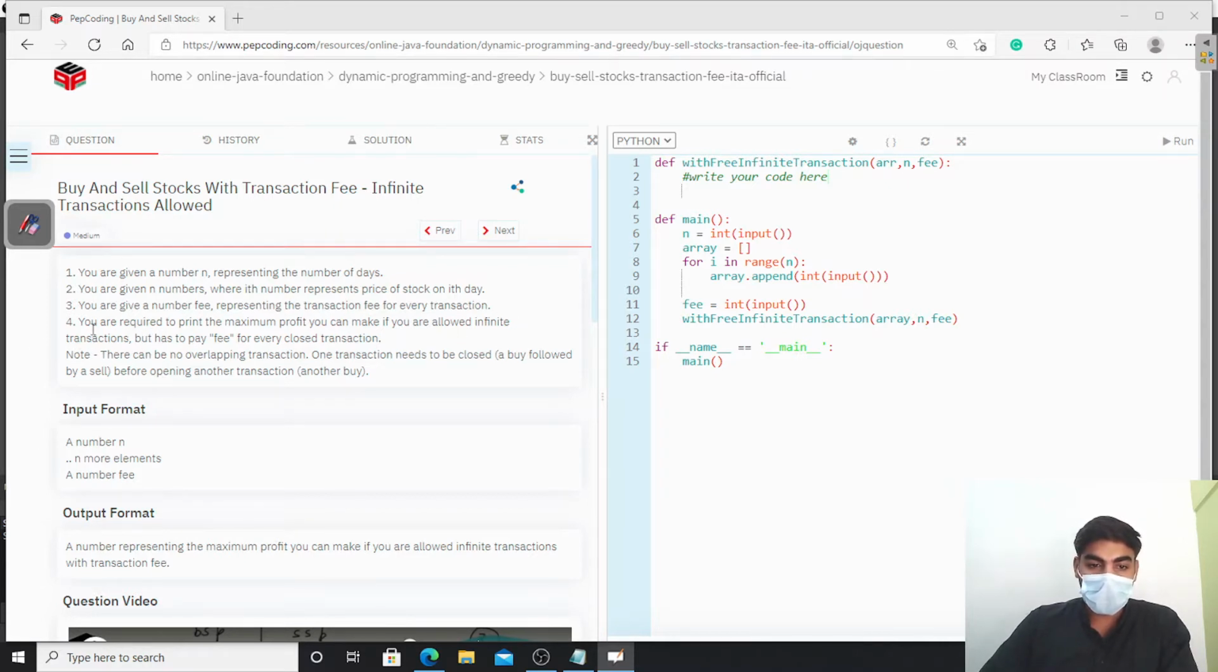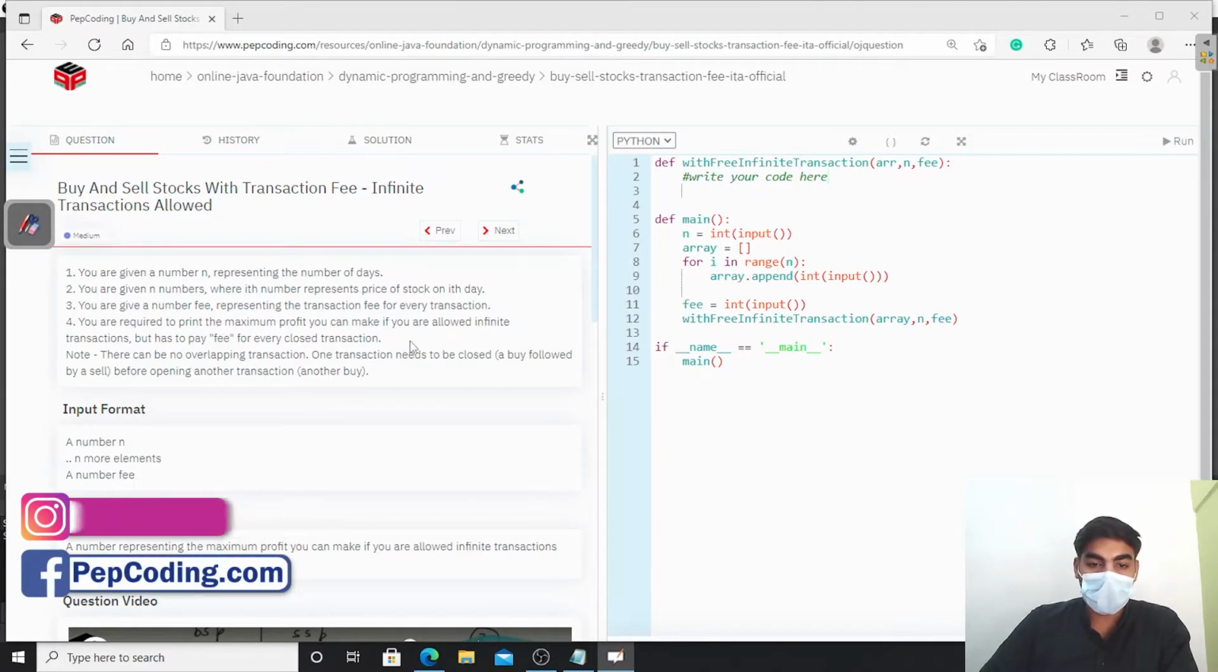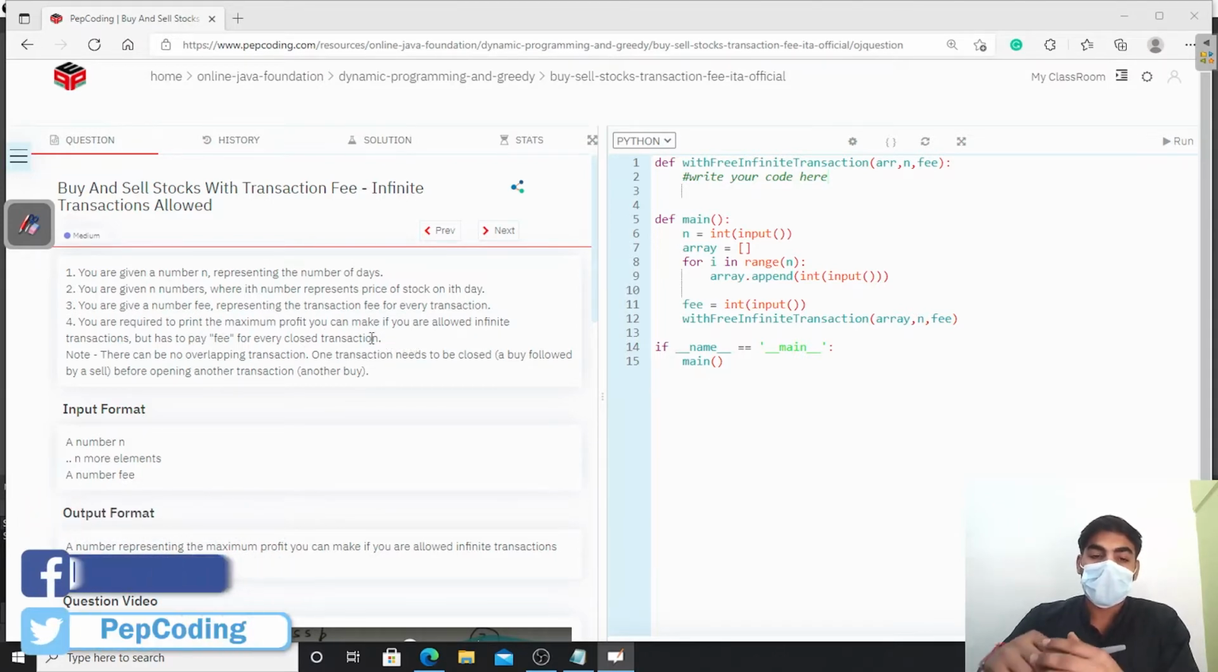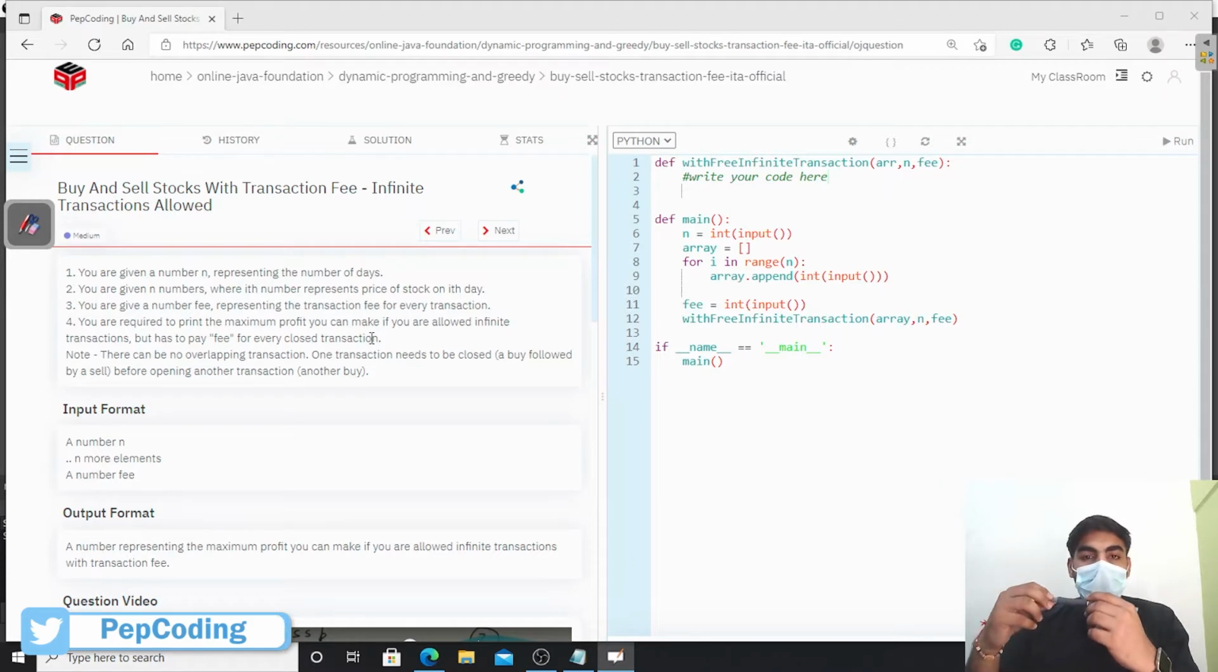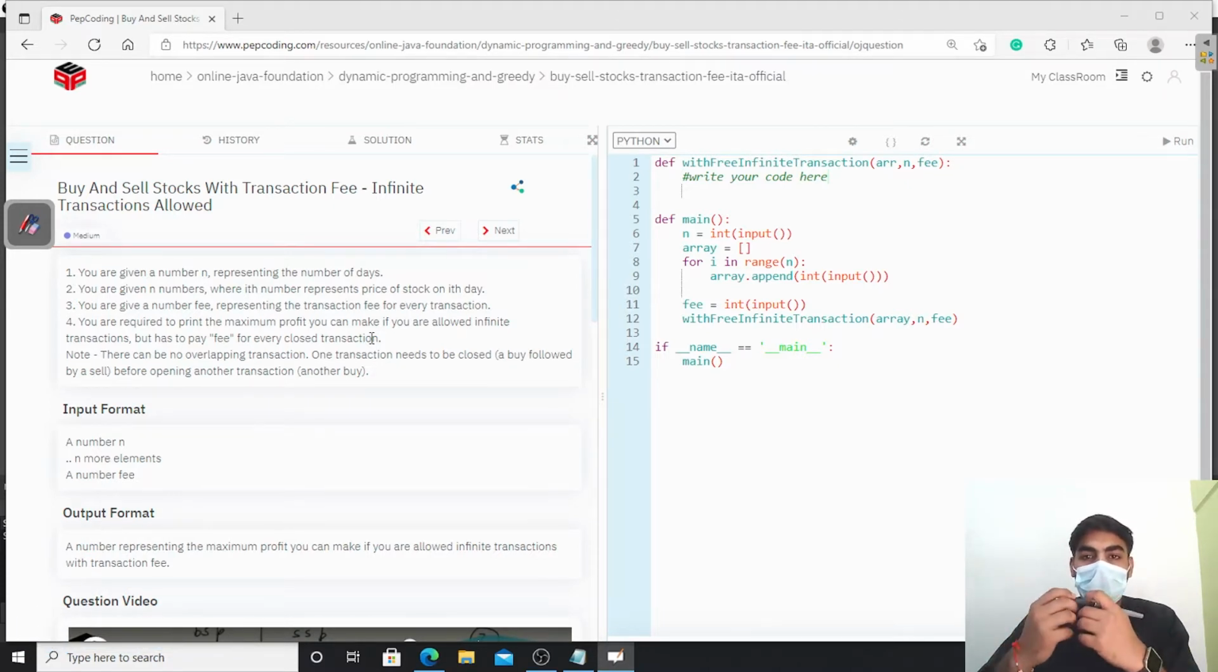You are required to print the maximum profit you can make if you are allowed infinite transactions, but you have to pay the fee for every closed transaction. So this question is similar to the previous one, in which we do infinite transactions, but in this question we have to pay a fee after completing a single transaction. There can be no overlapping transactions. One transaction needs to be closed before opening another transaction.